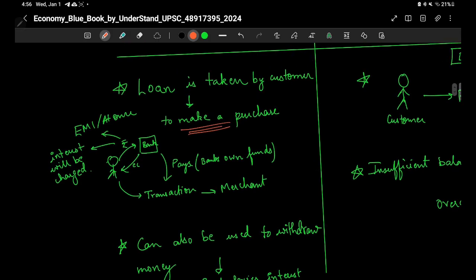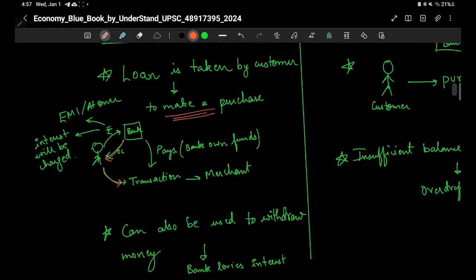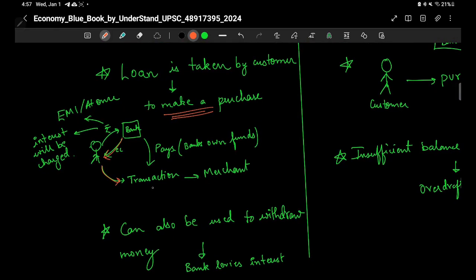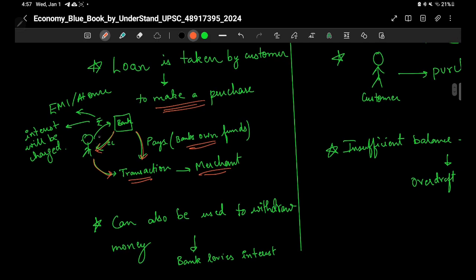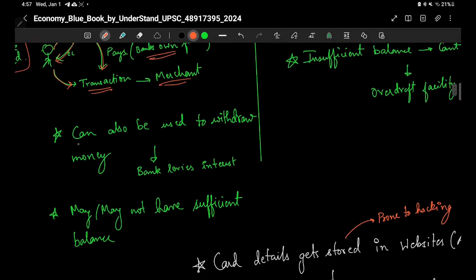In the case of credit card, let's say the bank gives me a credit card. I make a transaction using that credit card. When I make the transaction, who pays money for that? The bank will pay money from their own funds to the merchant. After some specified time, I can pay the money back to the bank either through equated monthly installments or at a time, but they will charge interest on me. Credit card can also be used to withdraw money, currency notes, but the bank will levy interest on that.